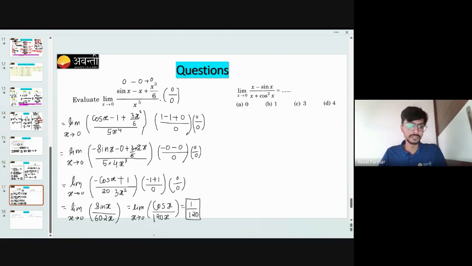Someone said minus 120. So I guess you made a mistake here, like from the step before. Please check. Minus cos x was already there. The derivative of cos x is minus sin x. So that minus sin x comes from the formula, and this minus will become plus. I hope you got it. Someone just said the answer is minus 1 upon 120. I hope you got the mistake here. So yeah, should we proceed? Okay.